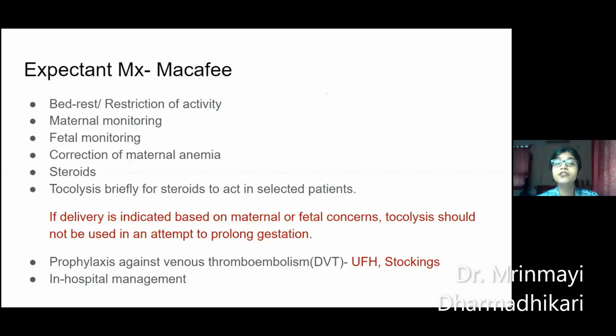Okay, so if delivery is indicated based on maternal or fetal outcome, tocolysis should not be used in an attempt to prolong gestation. Very important. Tocolysis can be used only for that brief period of time, so that you give the patient enough time for the steroids to act. Okay, not to prolong gestation, because the patient is not in labor.